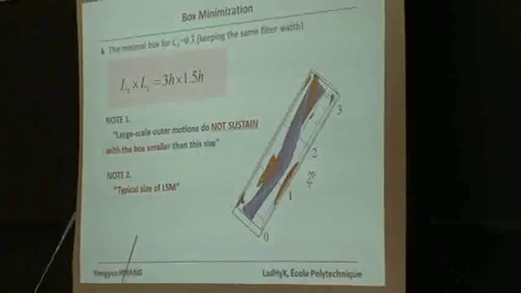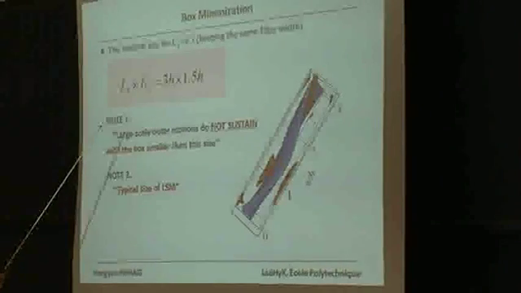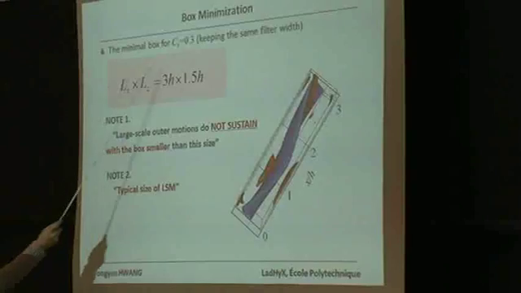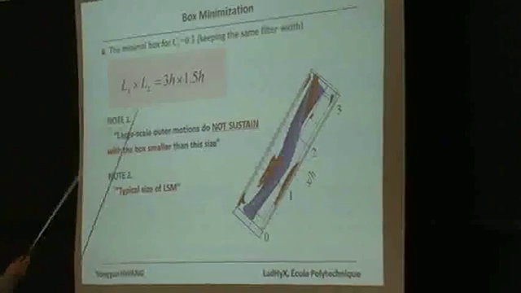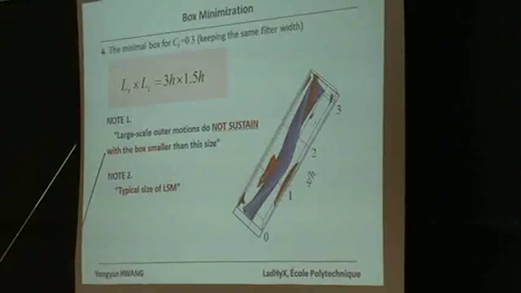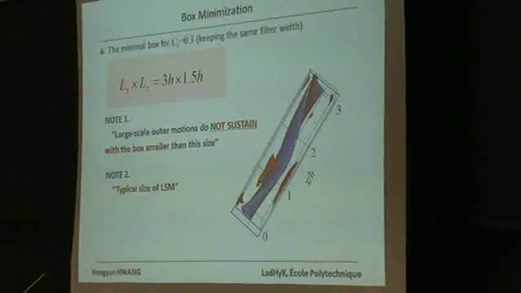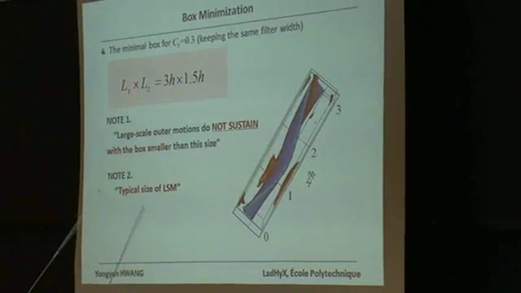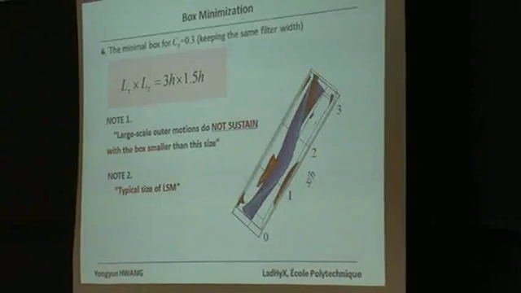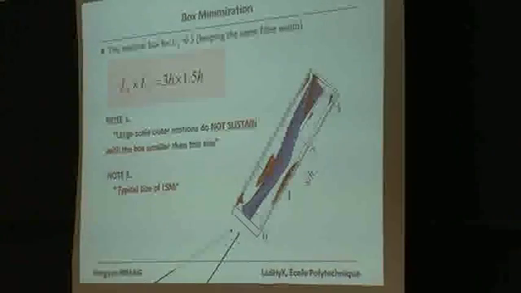So we found that the minimal box to sustain the large-scale motions was found to be this box size. A box smaller than this size never sustains the turbulence. And you can also note that this size is a typical size of a large-scale motion. And then this is the instantaneous snapshot.